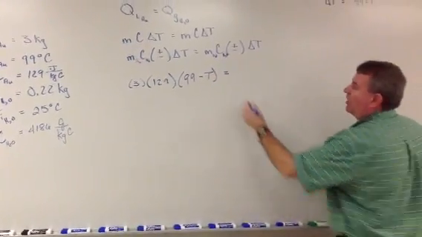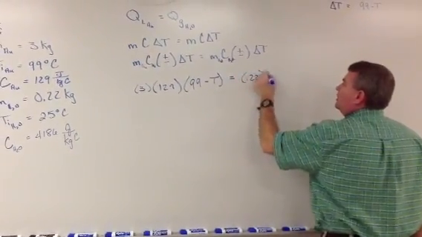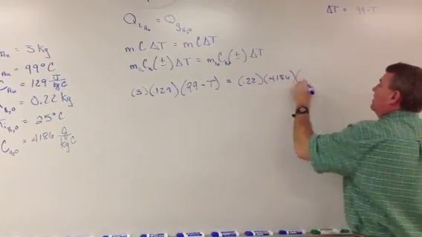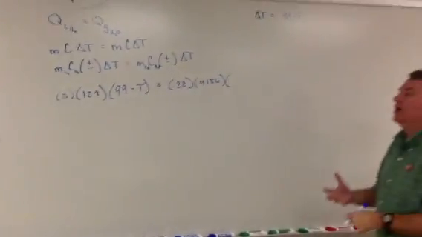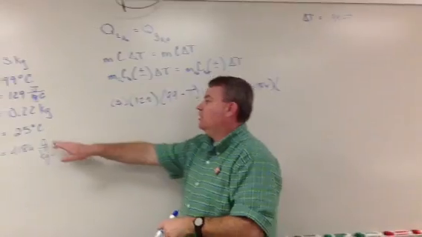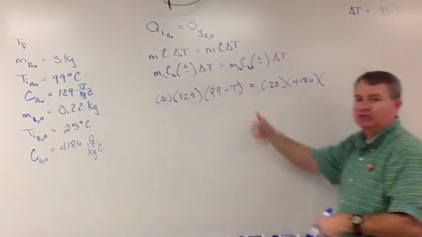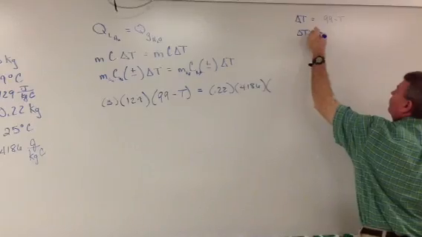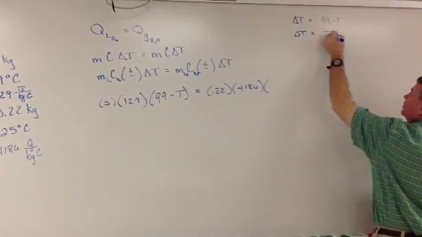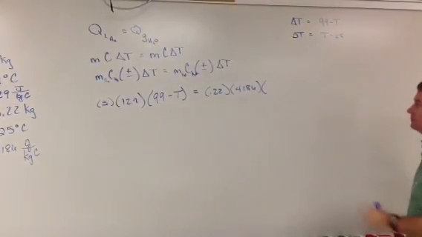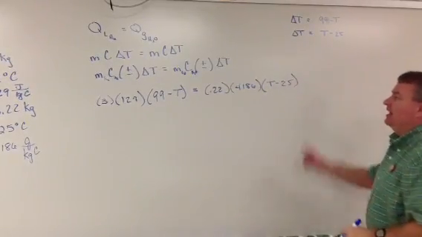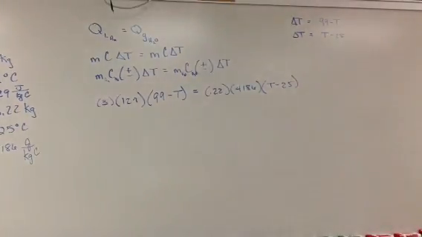Right, the mass of the water is 0.22 kilograms. Specific heat is 4186. And now we have to think about the temperature change. The water is gaining energy, so it's going to go from 25 up to something else. So the temperature change for water, the delta T for water, is going to be that temperature minus 25. And now the only thing I really need to do is solve this.